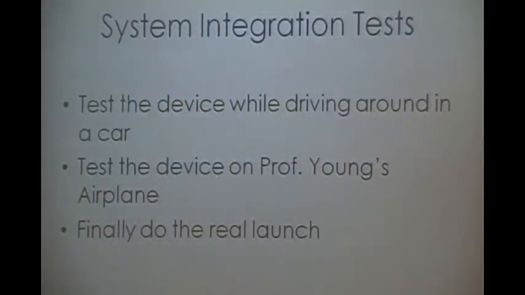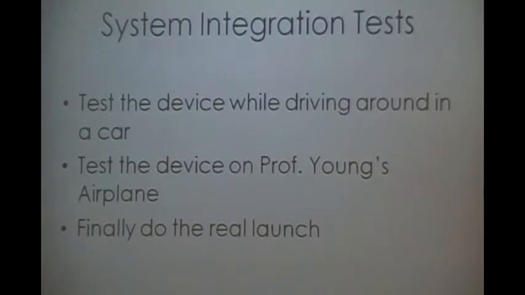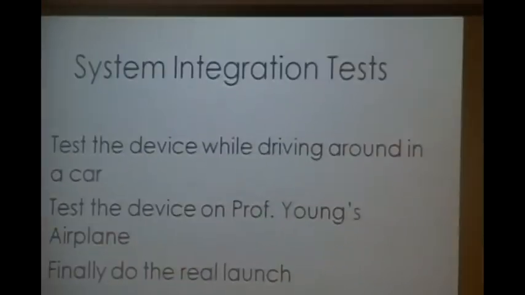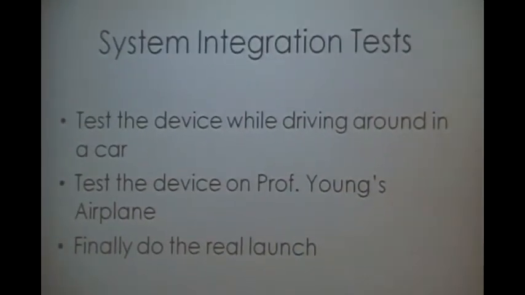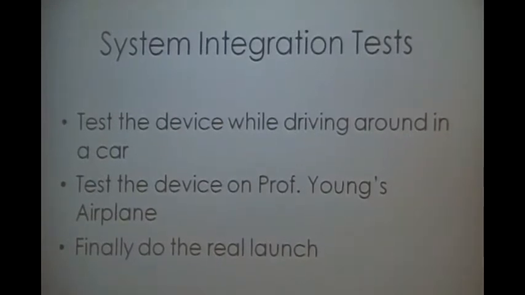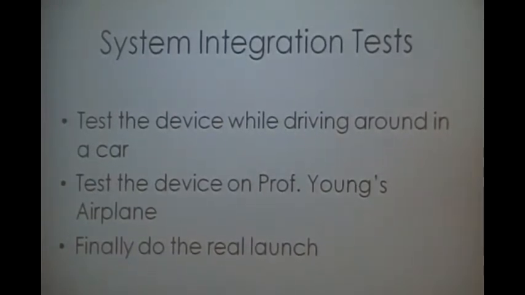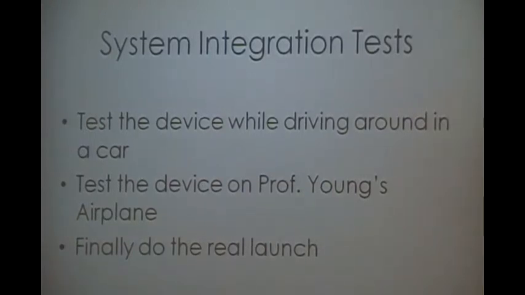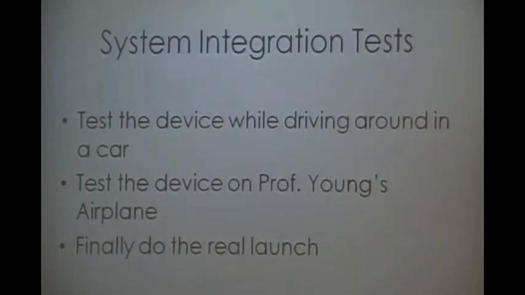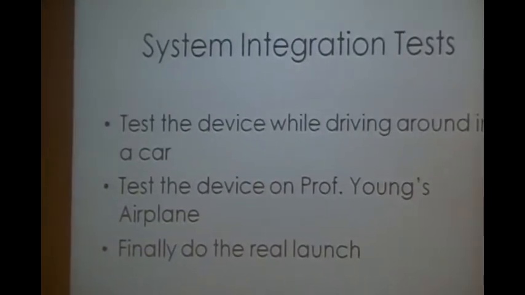Finally, with all these working, we decided we needed to test our full system to make sure there were no strange bugs we weren't anticipating. First, we put our whole system in the box and drove it around Mason for a while. That worked out fairly well for us. All the data worked, nothing went wrong. After that, Professor Young graciously let us use his airplane to test the box, and things worked out fairly well.